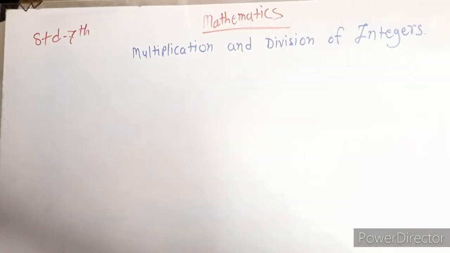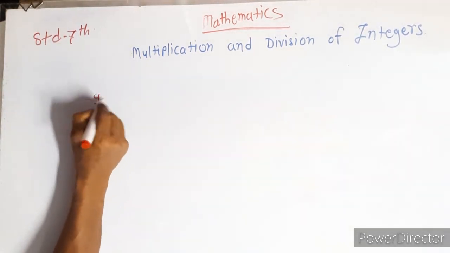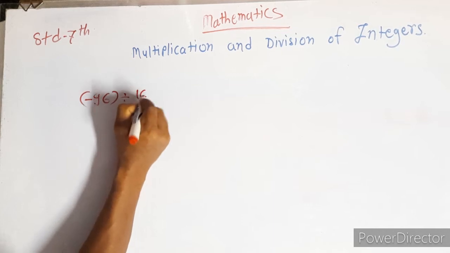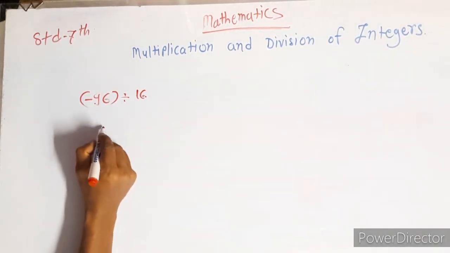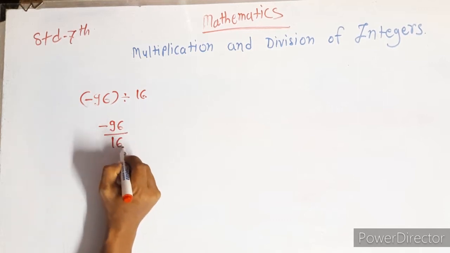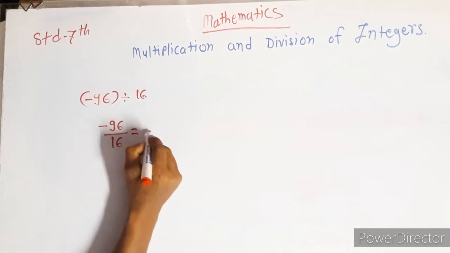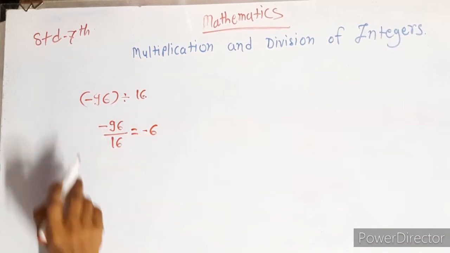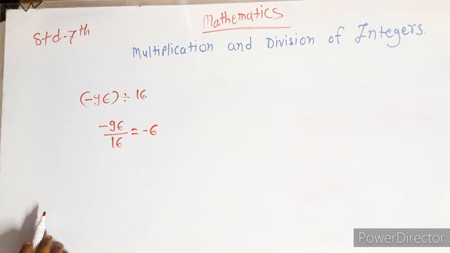Now let us take different types of examples. Now look, negative 96 divided by 16. You know 96 is available in the table of 16. 16 sixes are 96. Now the negative sign is written here, because the two numbers have different signs.